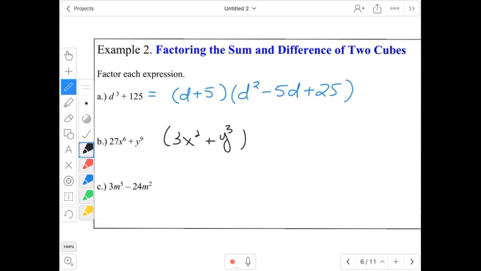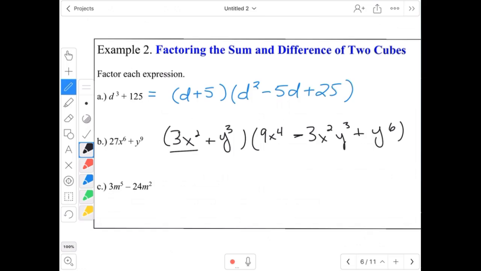So using this, I should also be able to come up with the rest of my factored piece if I'm following that rule. So it goes a squared, so I'm going to do 3x squared squared, so that'll be 9x to the 4th, minus, we'll have 3x squared y to the 3rd, and then plus y to the 6th, because it'll be y to the 3rd squared. Okay, and then moving on to that last one.